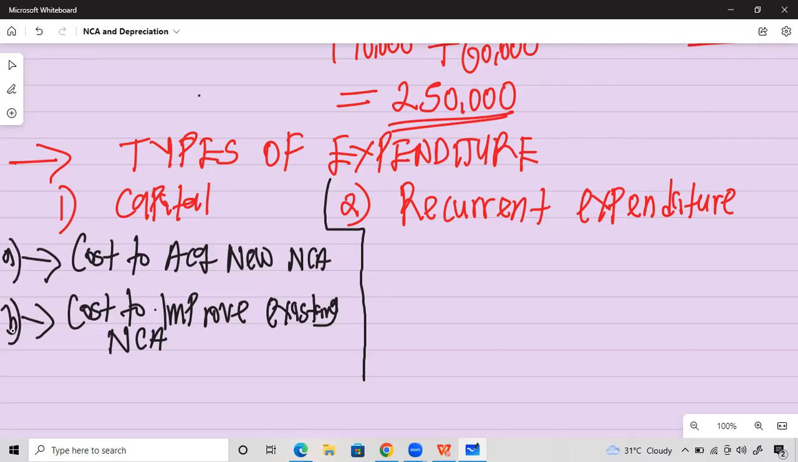When we say capital expenditure, those are expenditure that you use to acquire a new non-current asset. Or if you did not acquire a new one, but the cost of improving the existing one is also what we call non-current assets.